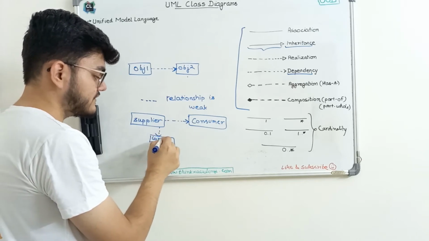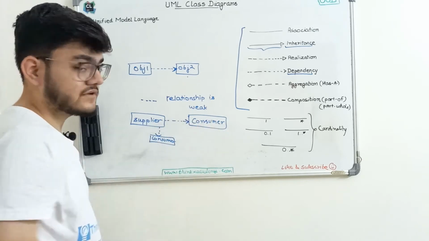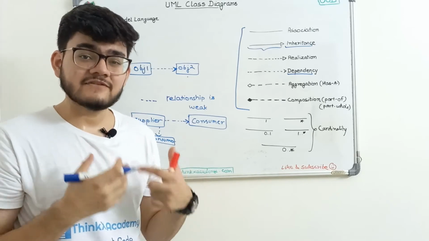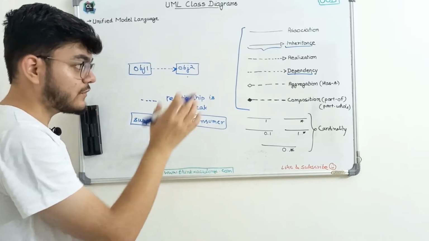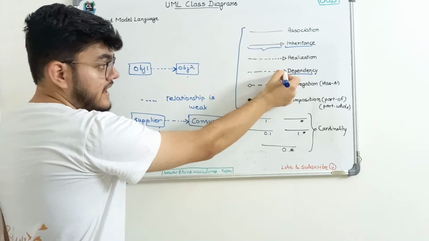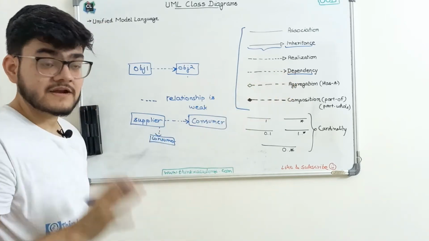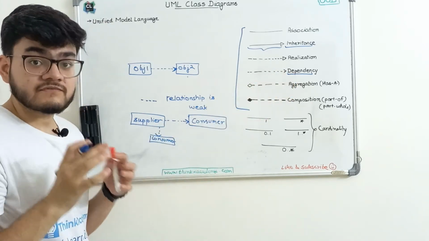So there can be multiple consumers. So this relationship is not that strong. It is, you can say, a weak relationship. So if the dependency is not strong, we are going to use a dotted line and this arrow, and we are going to say that this object is dependent on consumer, but the relationship is not that strong.